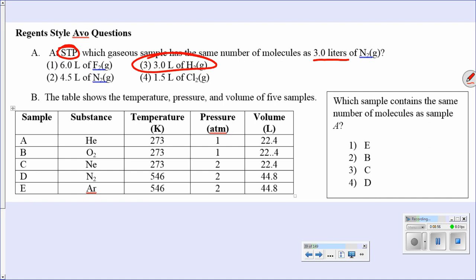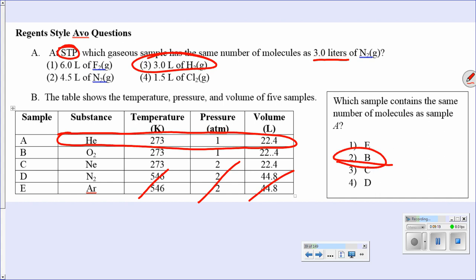In the next one, we see temperature, pressure, and volume for several samples. We want to know which is going to contain the same number of molecules as sample A. So we have to have the same condition. So you need 273, so it can't be those 2. You need the same pressure, so it can't be those 3. And you'd also need the same volumes. That eliminates those. So it has to be sample 2.